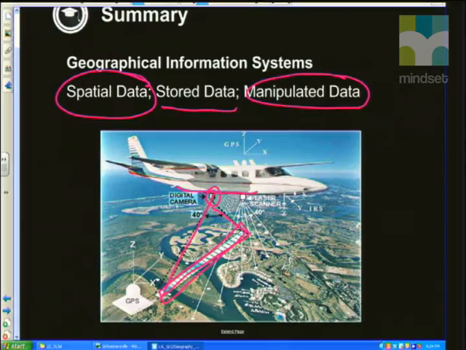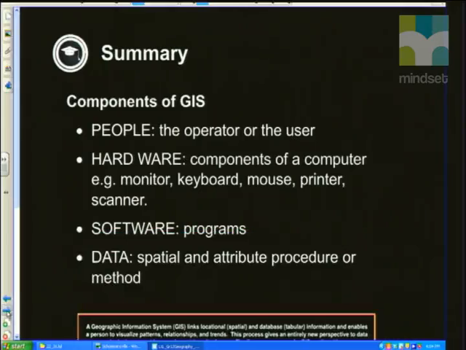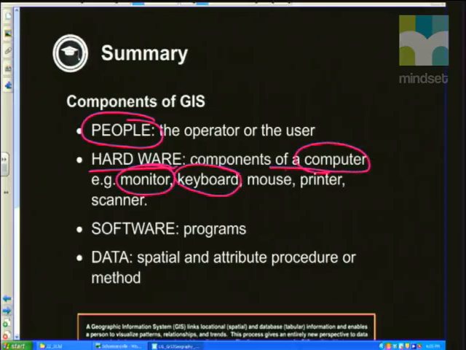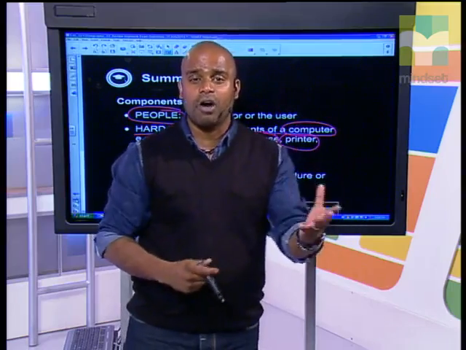So let's look at what GIS is all about, and specifically, what are the components of a GIS. The components of a GIS is important to remember. Firstly, we need people. People who are skilled in operating and using the technology in the form of computers. So people form the first component of GIS. Hardware. Hardware are the components of a computer. Example, the monitor, the keyboard, the mouse, the printer, as well as the scanner. When putting all these hardwares together, they form the second component of a GIS.